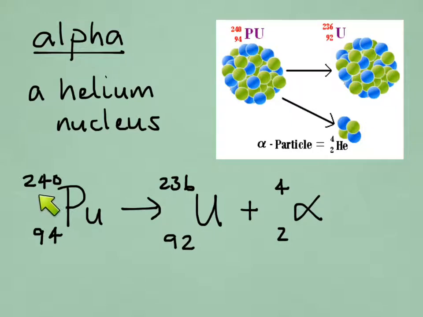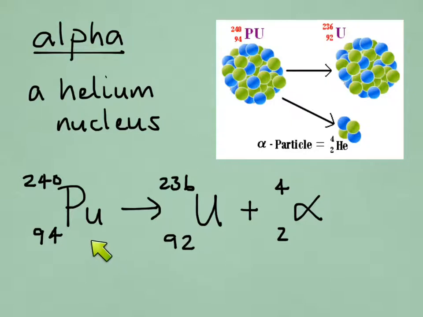So we started off with 240 here. We've got 4 over here in the alpha particle. So this number here must add up with the 4 to make the 240 that we started off with originally. So we get 240 is 236 plus 4. So that makes sense. At the bottom the numbers must add up as well. So we started off with 94 protons. We lost 2 of them in the alpha particle, and therefore what must be left is 92.